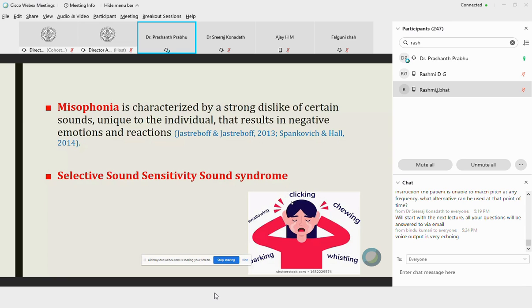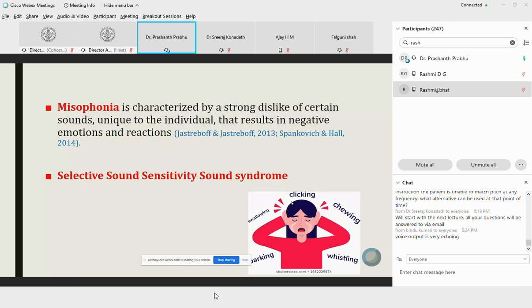So Dr. Sriraj also talked about it in brief. Somebody chewing at a dining table, or somebody constantly clicking a pen, somebody making a sound while swallowing, somebody whistling, or somebody scratching the table, etc. All these are sounds which induce a strong dislike kind of an emotion, and that is referred to as misophonia.